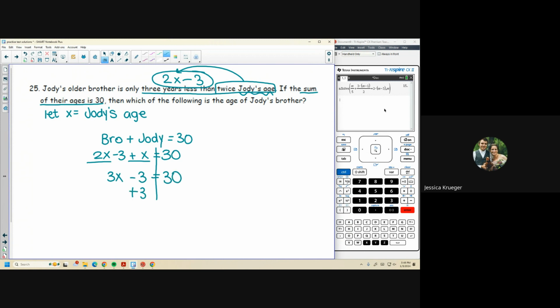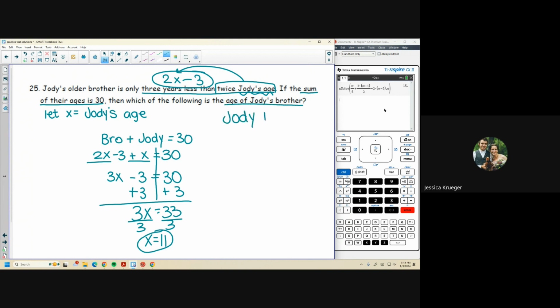Add 3 to both sides. 3x equals 33. Divide both sides by 3, division property of equality, and we get x equals 11. Okay? Now, if you circle that and write Jody is 11, you solved your equation correctly, but you did not answer the question. It says, which of the following is the age of Jody's brother?